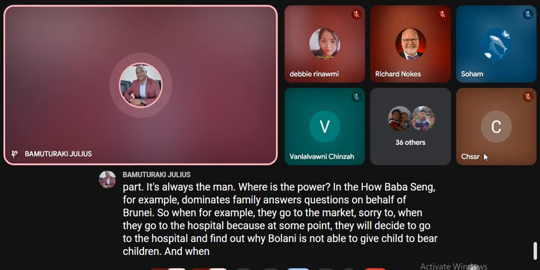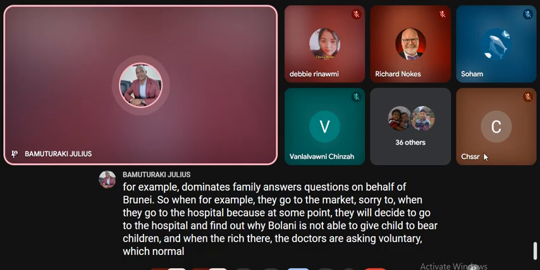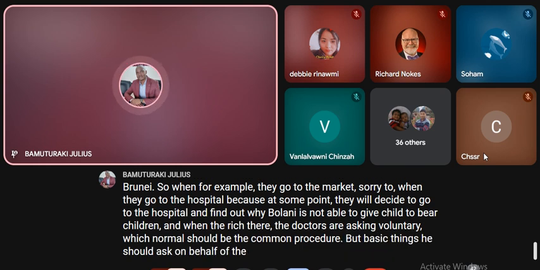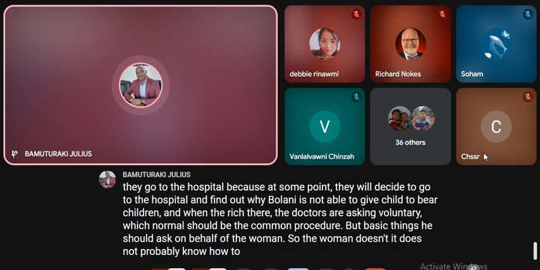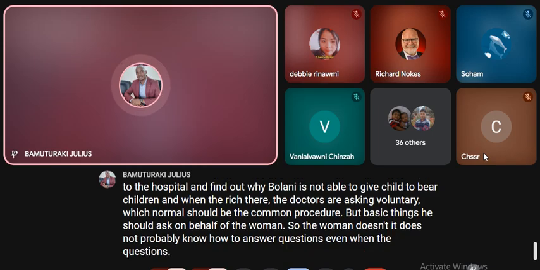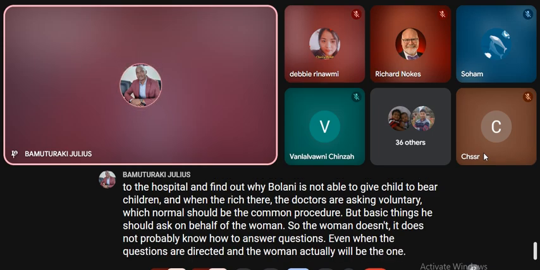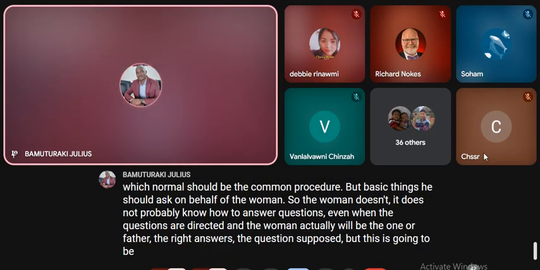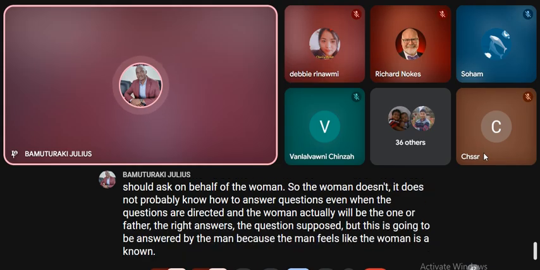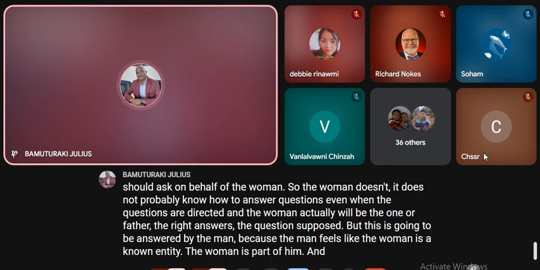And when they reach there, the doctors are asking Bolanle, which normally should be the common procedure, but Babasegi thinks he should answer on behalf of the woman. So the woman probably does not know how to answer questions, even when the questions are directed to her, and the woman actually will be the one to offer the right answers to the questions posed. But this is going to be answered by the man, because the man feels like the woman is a known entity, the woman is part of him, and the woman belongs to him.